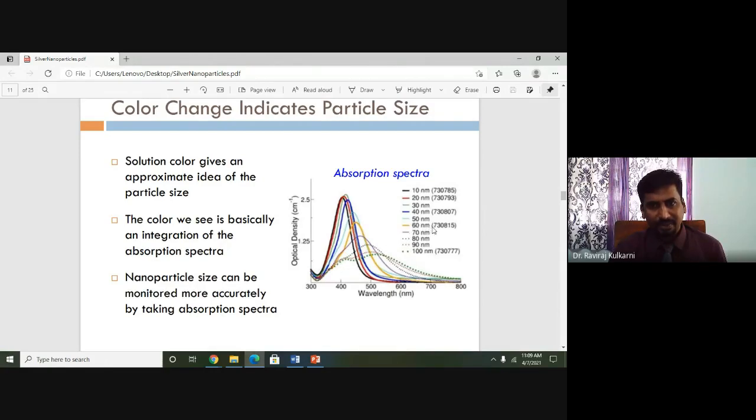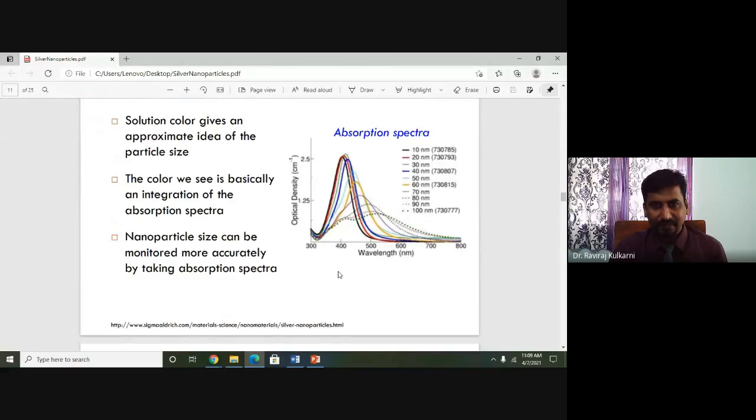60 nanometers. Okay. If it is blue, dark blue, okay, if you observe 410 nanometer absorption, which is in the blue range, so it is 40 nanometer. Okay, you can see different colors.